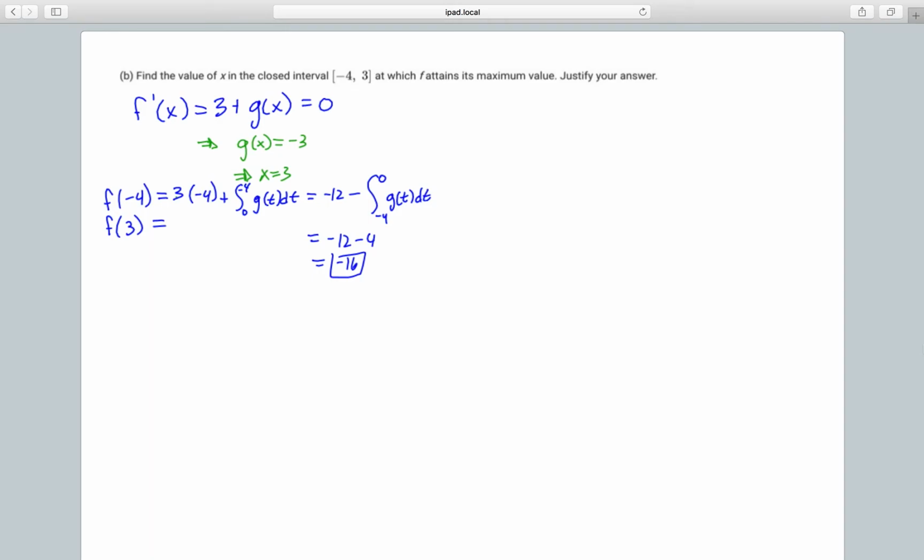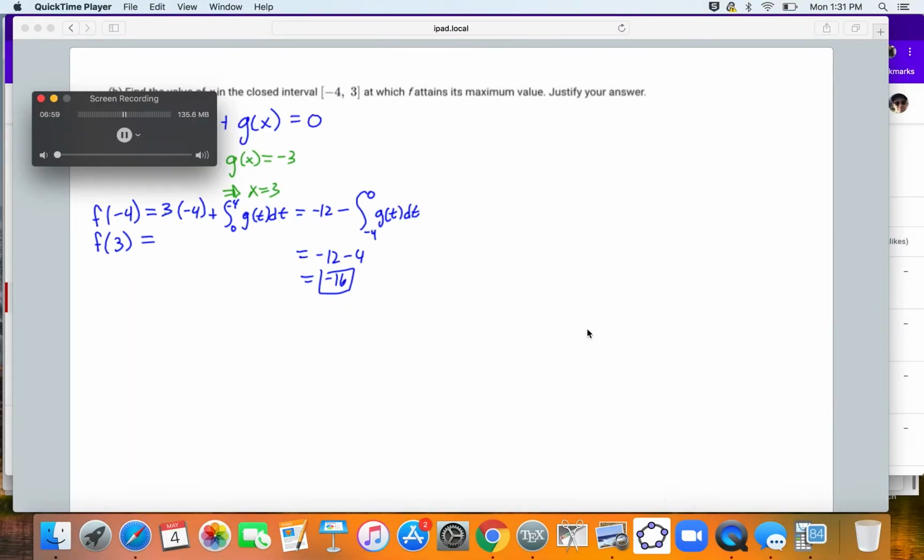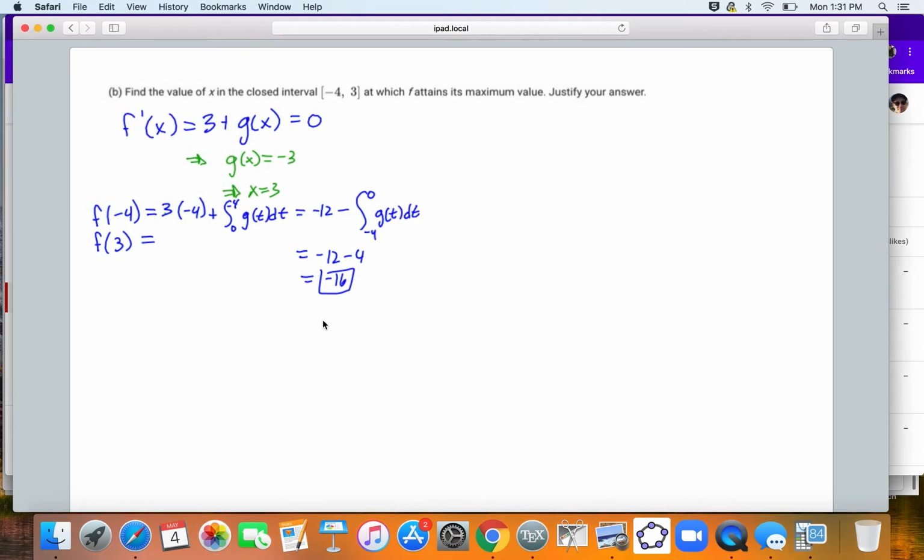All right, f of 3. So f of 3 is then 3 times 3 plus the integral from 0 to 3 of g of t dt.